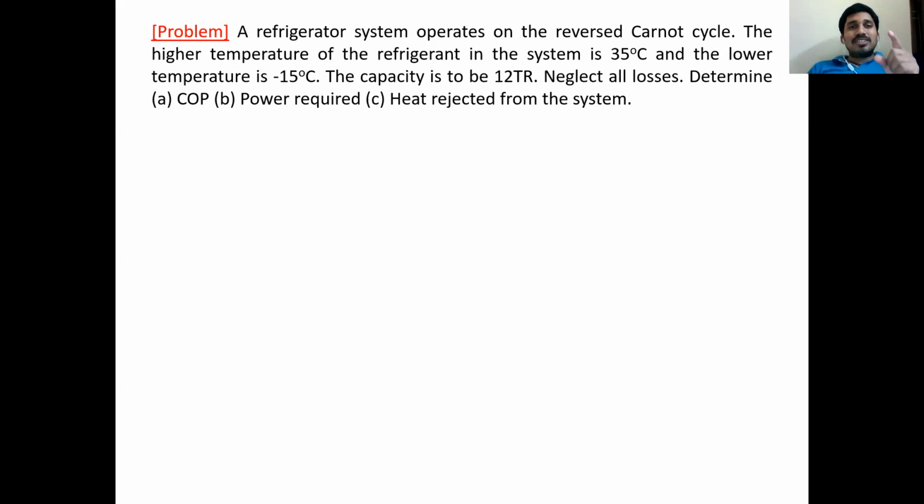The higher temperature of the refrigerant in the system is 35 degrees Celsius. The highest temperature available in the system is mentioned as 35 degrees Celsius, and the lower temperature in the system is minus 50 degrees Celsius. The capacity is to be 12 TR.